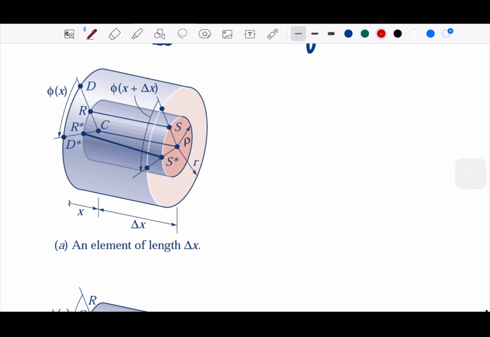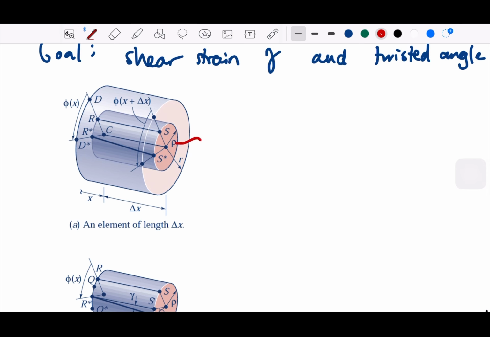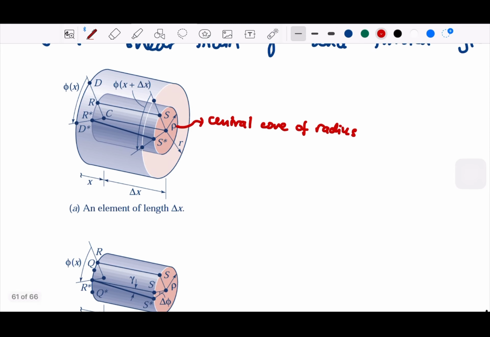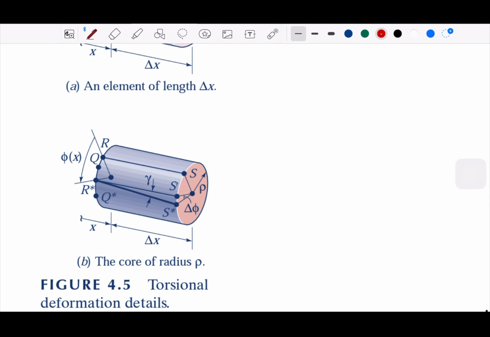So let's say this rho is the radius of the concentrated central core. Now if we focus on the core of radius rho, we just see only the inside, the inner core, the core of the radius rho. So we are going to see the inside.